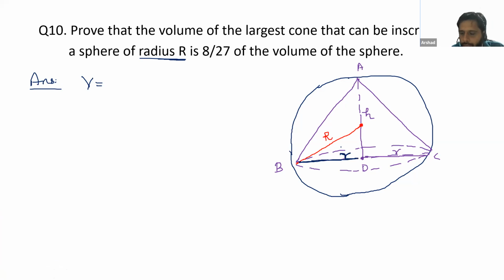No, you missed something. Who can tell me what is the volume of a sphere? 4 by 3 pi r cube. That's correct. Okay, sorry, I was asking about the cone. What's the volume of the cone? Who can tell me? 1 by 3 pi r square h. Very good. So all of you, please learn the formulas. This is the volume of a cone.